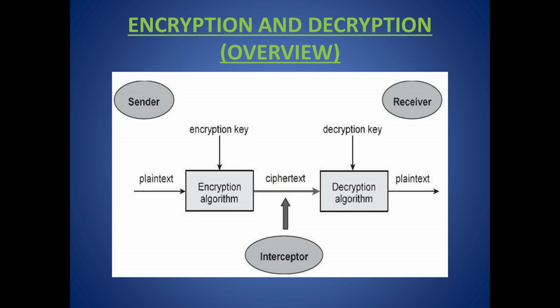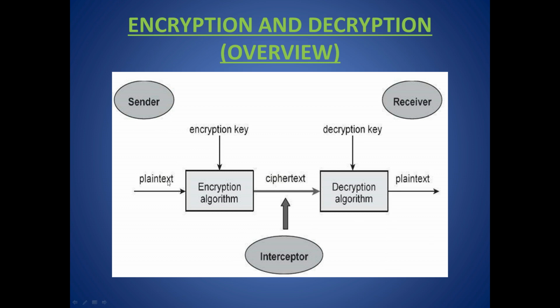This is basically a flowchart of the whole process of encryption and decryption. It is basically an overview. So as you can see here, we have one sender and one receiver. Another interceptor, or hacker, you can say, is between the transfer of the encrypted form of text to the receiver.